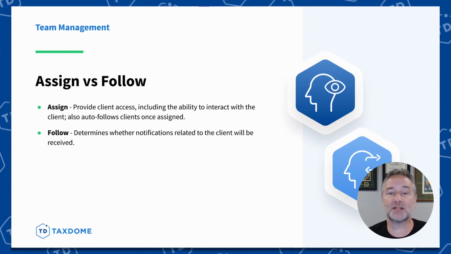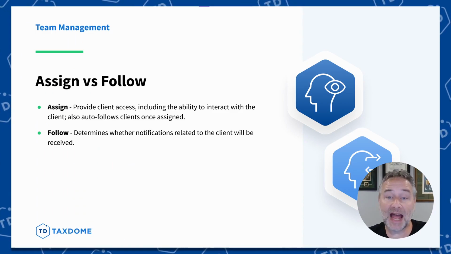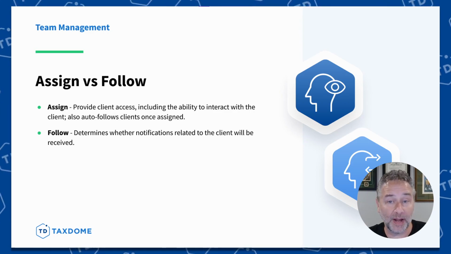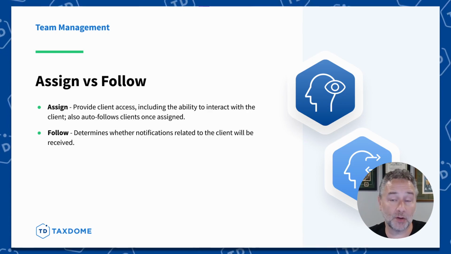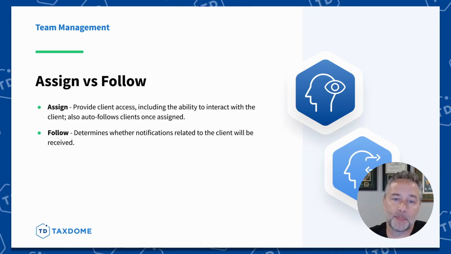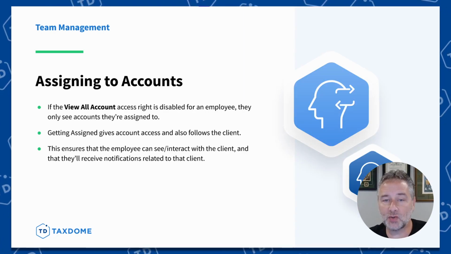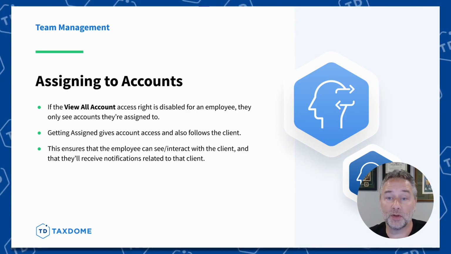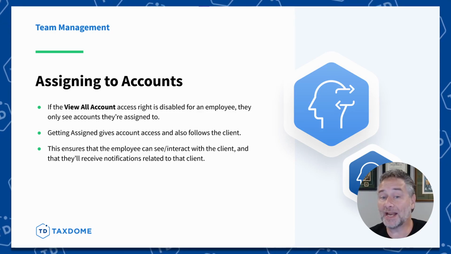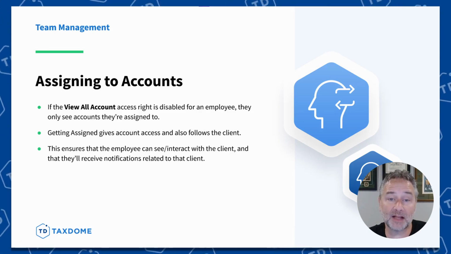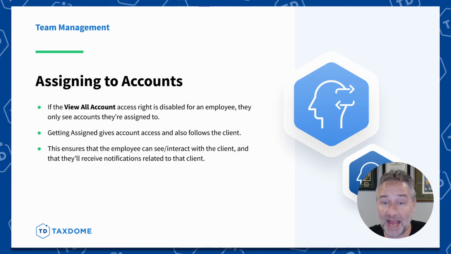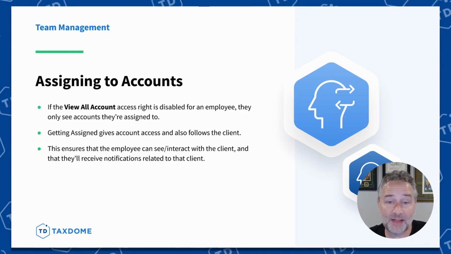Well, being assigned to a client means being given access to their information and the ability to interact with them, while following is only related to receiving notifications regarding everything that's going on with them. So let's take a look at it this way. If you don't have access to all accounts, someone will need to assign you to a client. When they do that, you'll get access to them, but you'll also automatically follow the client. So you'll have access to their information and you'll be notified regarding everything that they do.